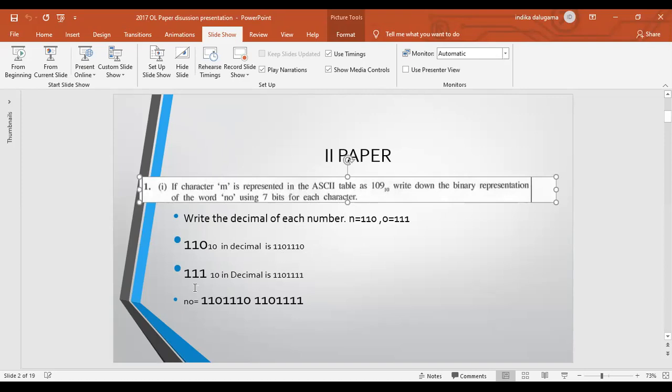When converting 111 into decimal, it is 110, 1111. So first you have to convert these two numbers into decimal. Then just put it in one line, like the answer is shown here. So next, let's move to the next one.